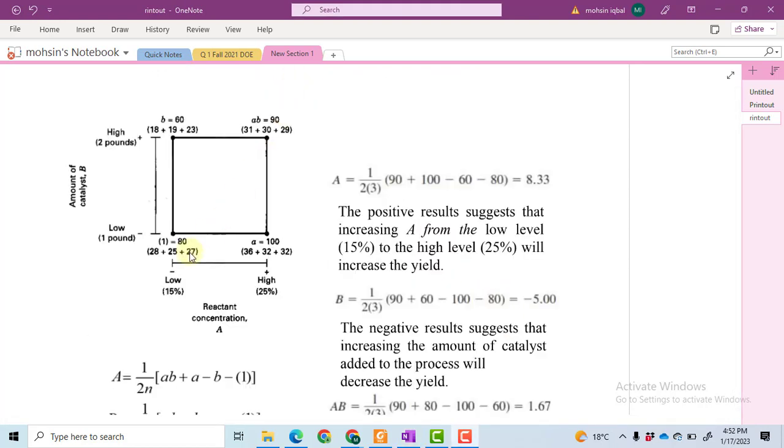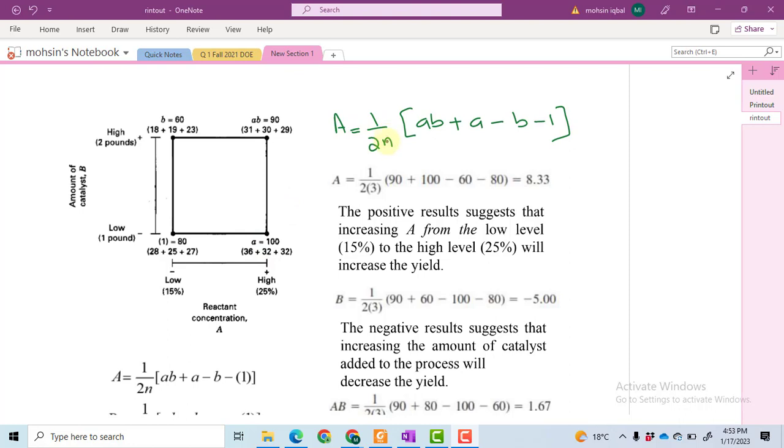So this is the graphical representation when both A and B are at low level. At this corner the sum is 80. For the effect of A, when A is at high level, we got these three values and the sum is 100. Now we are going to use all these values in the formulas.